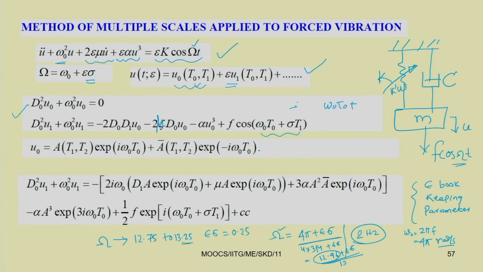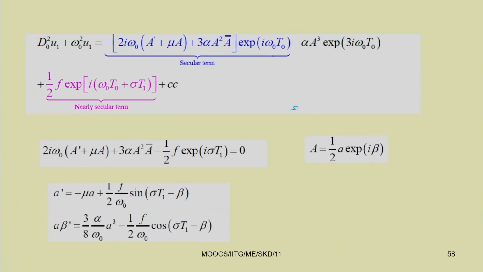So we can write capital omega t equal to omega0 t0 plus epsilon sigma t0. Epsilon t0 is t1, so that is why it is written omega0 t0 plus sigma t1. Epsilon t0 becomes t1, so that is why this is epsilon t1.